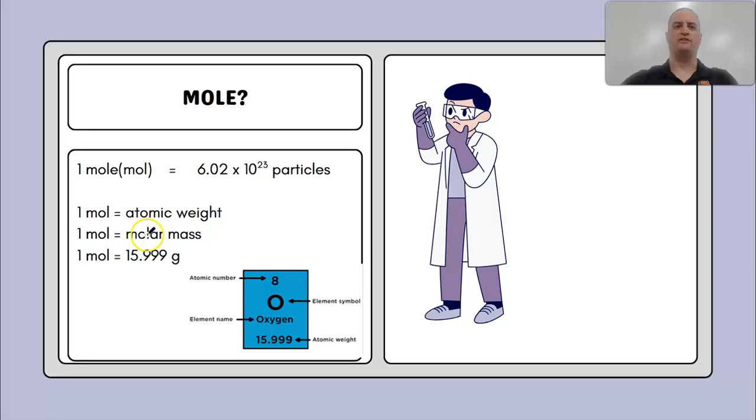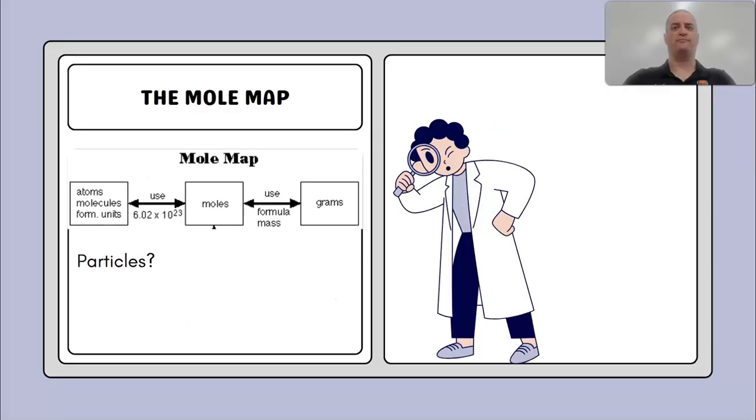We also call that the molar mass. And for oxygen, 1 mole equals 15.999 grams. That's an equality we can use to determine how much so many particles weighs, and that's what we'll be using this for. So the idea is that 1 mole is equal to the molar mass, which is equal to the average atomic weight of any element. So we're going to need a periodic table going forward.